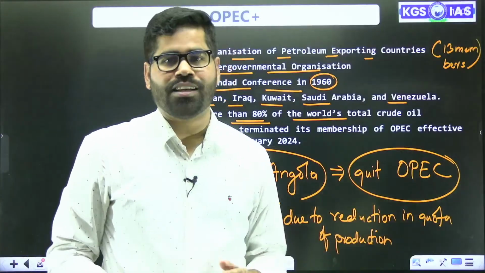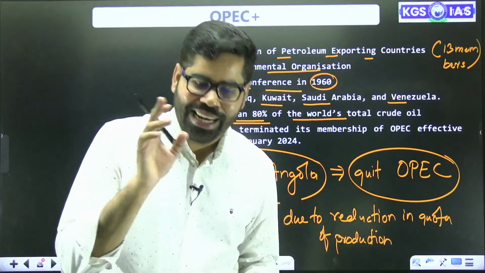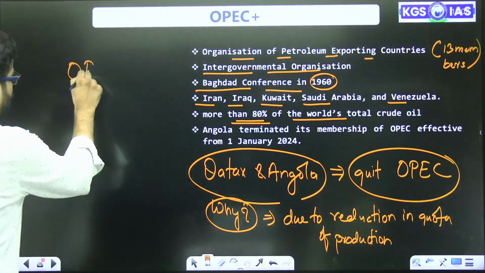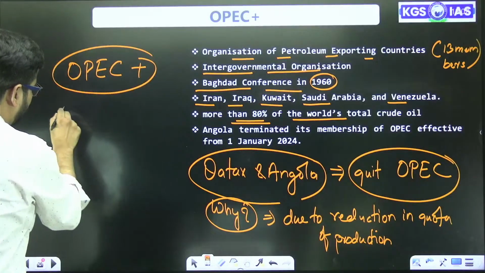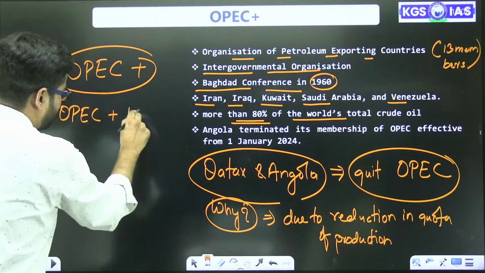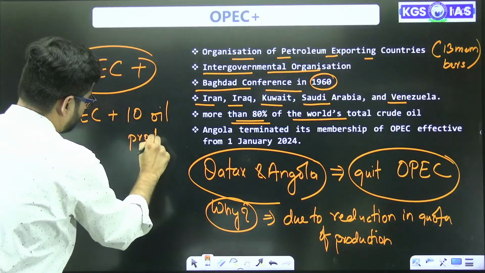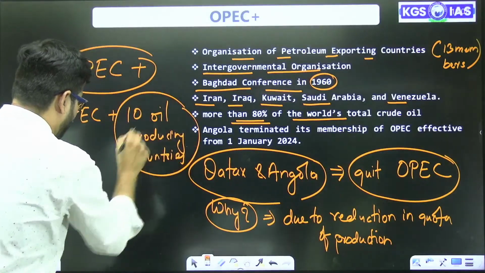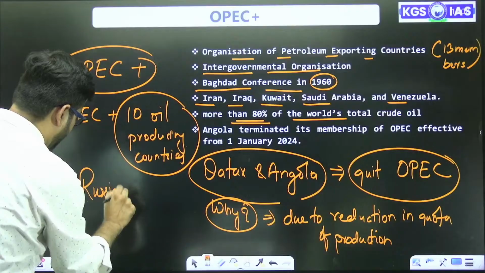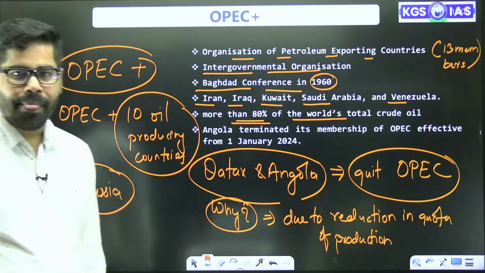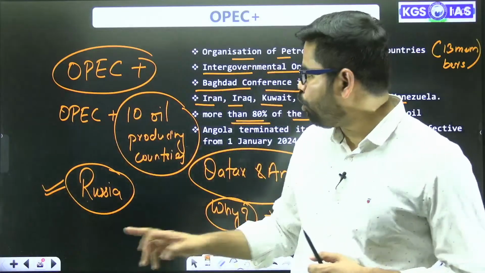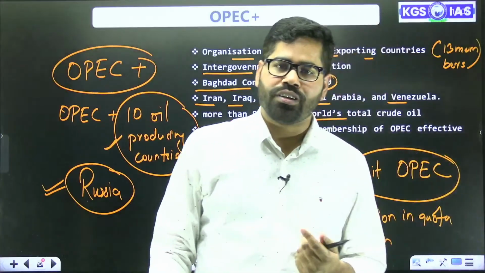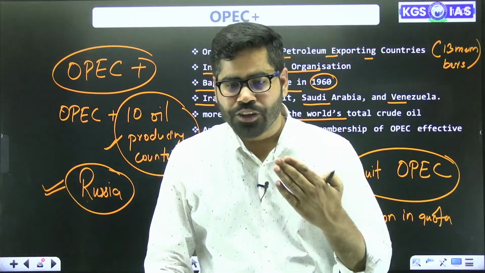Now we have OPEC plus also. In OPEC plus, 10 other oil producing countries have become part of it. One of the most famous of them is Russia. So OPEC and these 10 countries are now collaborating and acting together. They are trying to reduce the supply.